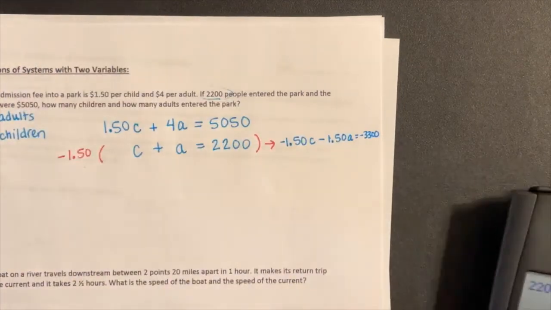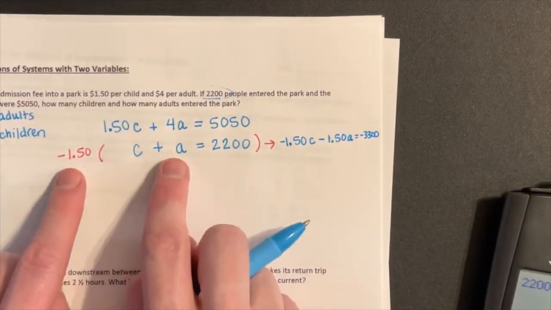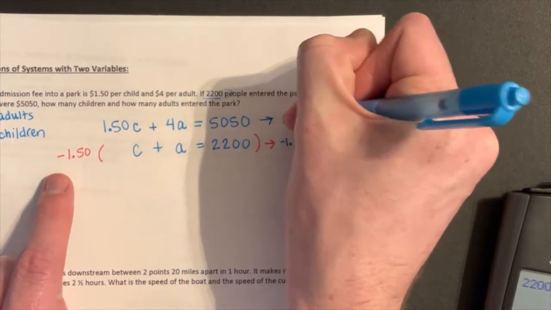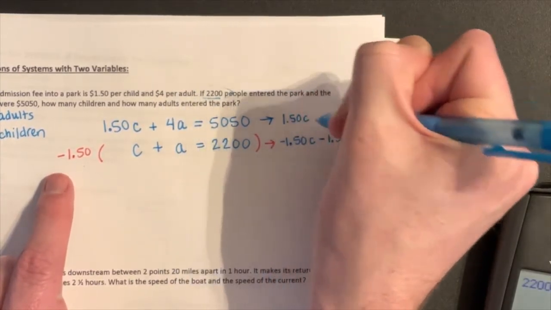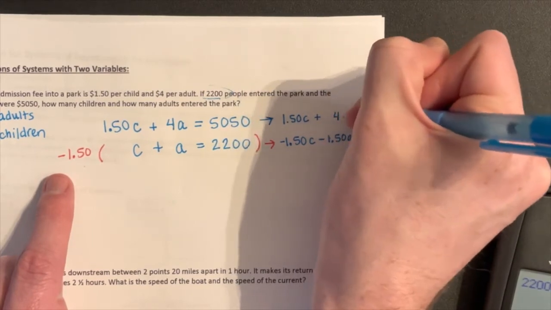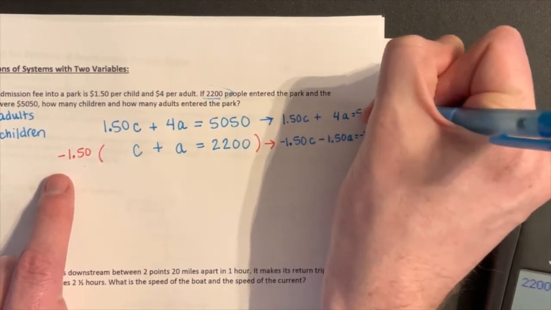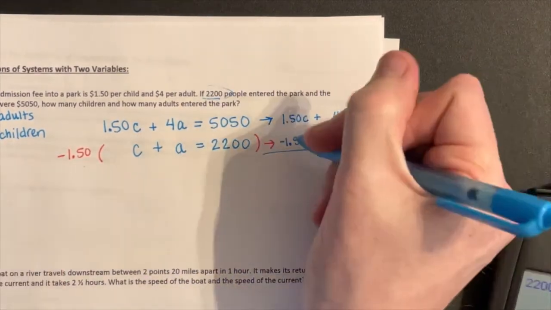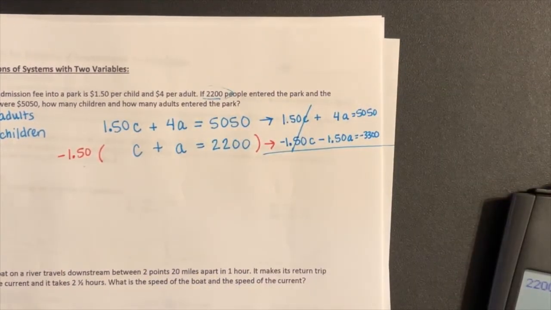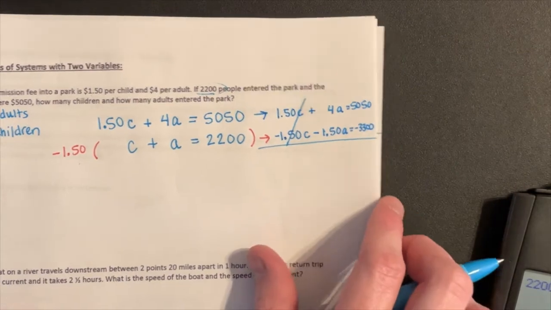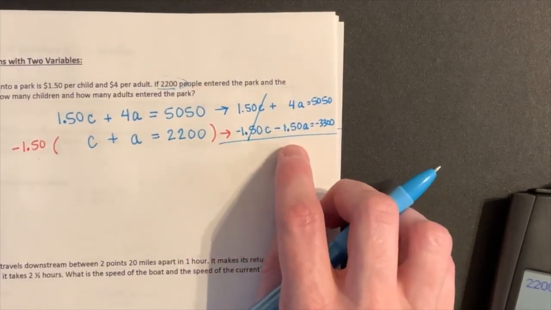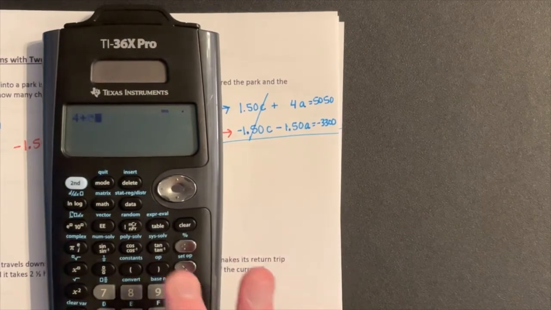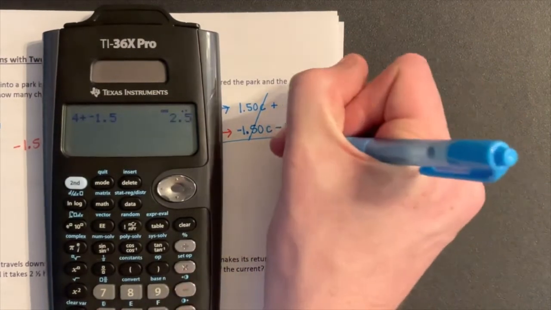Then the top equation didn't change. I could have multiplied by negative 4 if I wanted to pick a nicer one. It doesn't really matter. But 1.5C plus 4A equals 5,050. When we add straight down, we see that the children cancel out. Now we have the adults, so 4 plus negative 1.5 gives us 2.5.